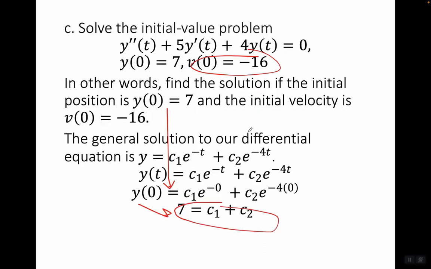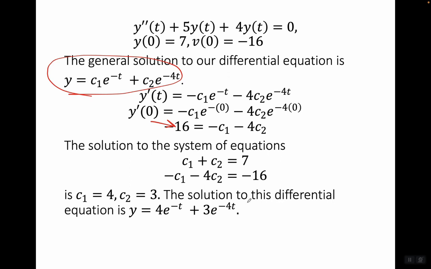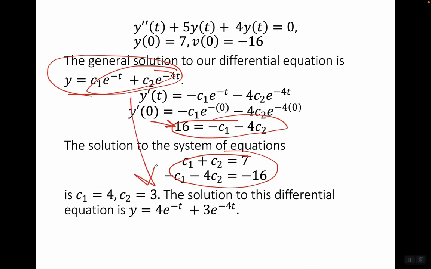So we have two equations. We have 7 equals c1 plus c2, and we have negative 16 equals negative c1 minus 4c2. The solution to this system of equations is c1 equals 4, c2 equals 3. That means, going back over here, the general solution to our differential equation looks like this, and the solution to this initial value problem is y equals 4 e to the negative t plus 3 e to the negative 4t.